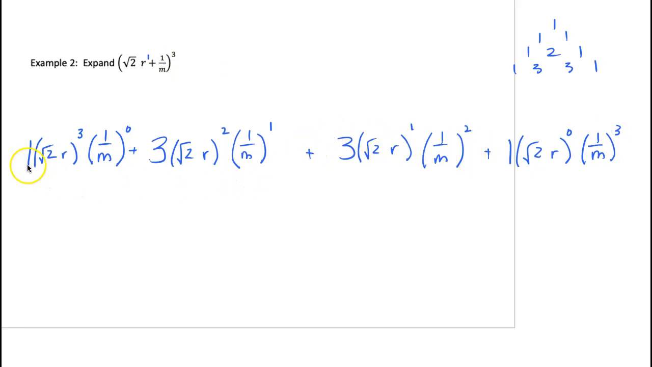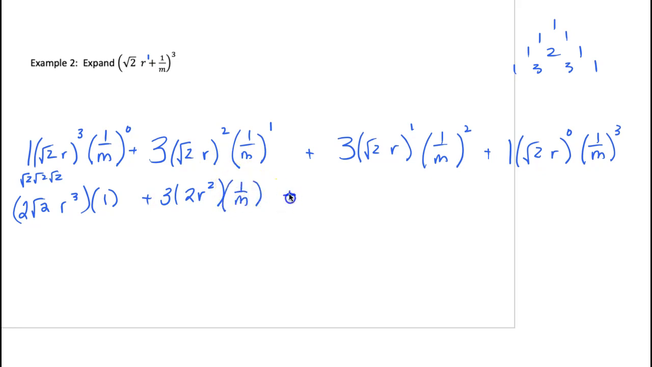And now start to simplify. Square root of 2 cubed is going to be 2 square root of 2, and then r cubed, and 1 over m to the 0 power is 1. Square root of 2 squared is going to be a 2, and then we have r squared, and then 1 over m to the first. Square root of 2 to the first power just stays square root of 2, and our r stays to the first power, and now it's going to be 1 over m squared.